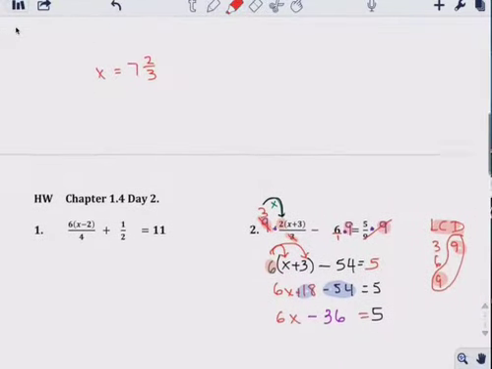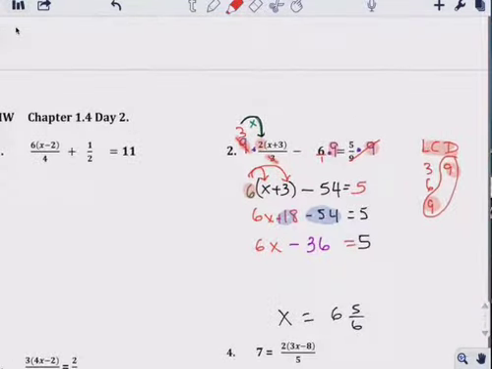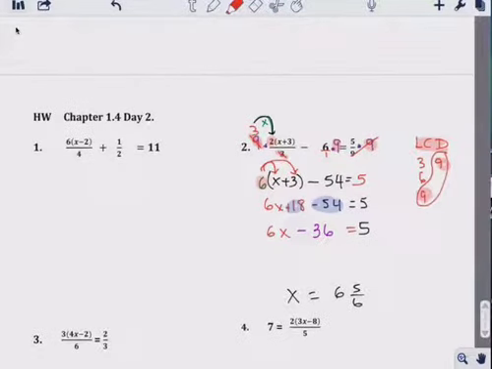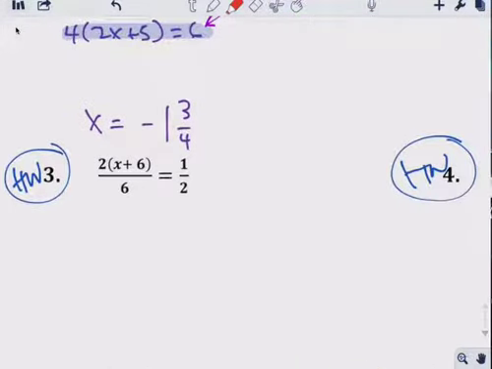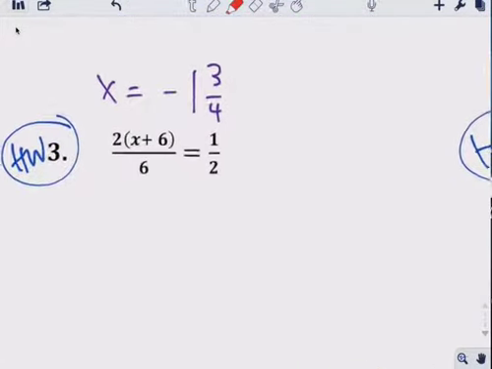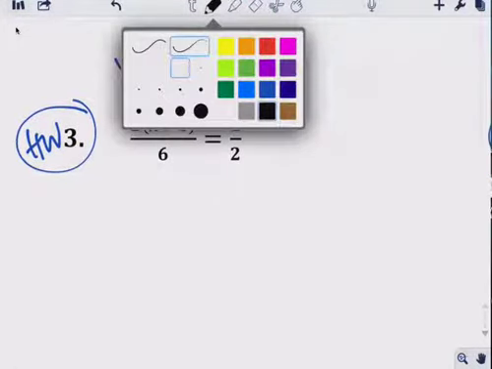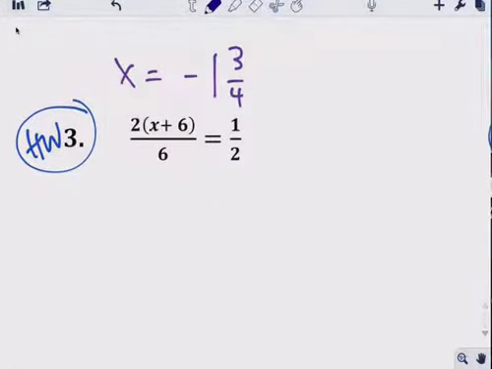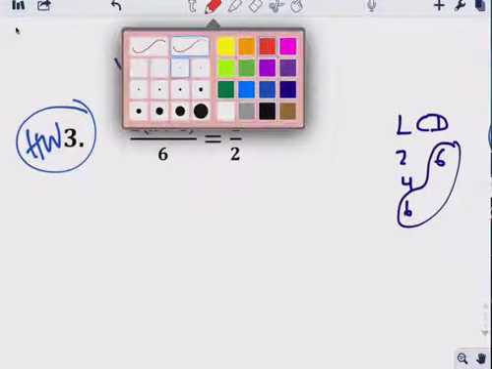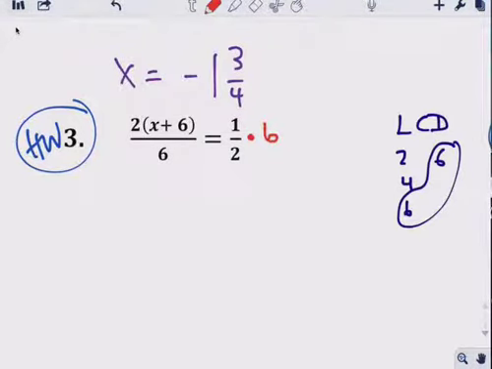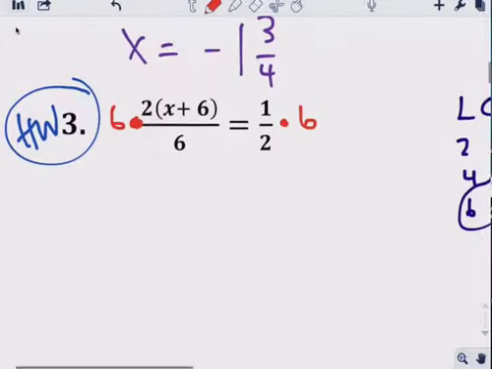So, with the exception of period 2, I explained this to period 4 and 5. We did this number together in class. Okay, let's look at number 3. Here, your least common denominator should have been 6, because 2 and 6, counting 2, 4, 6, the same common denominator, 6. So you multiply both sides by 6, times 6, times 6. Okay? Least common denominator 6.